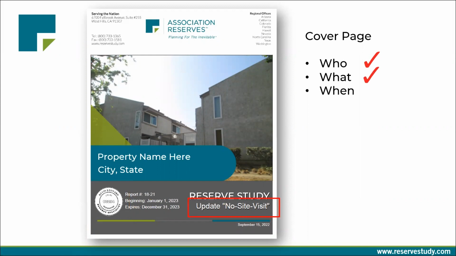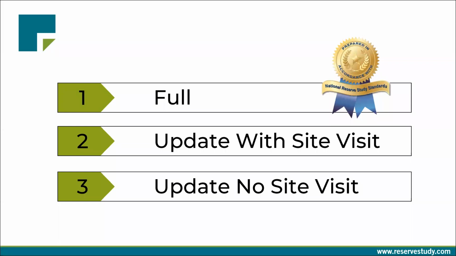Next, what are you getting? Well, there's 3 types of reserve studies, 3 levels of service. This one here is an update, no site visit. And for those of you, many of you who've been to our previous webinars probably know what this is, but since about half of you haven't been to previous webinars, there's 3 levels of service. There's a full reserve study and 2 different update products: update with site visit and update no site visit.